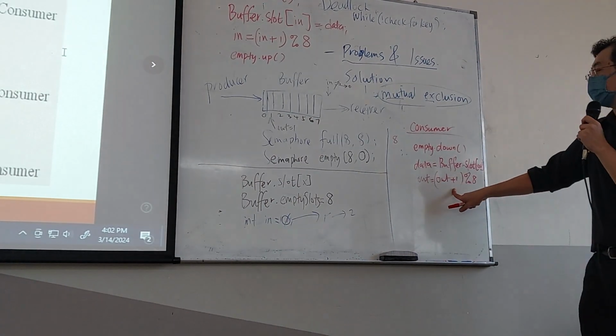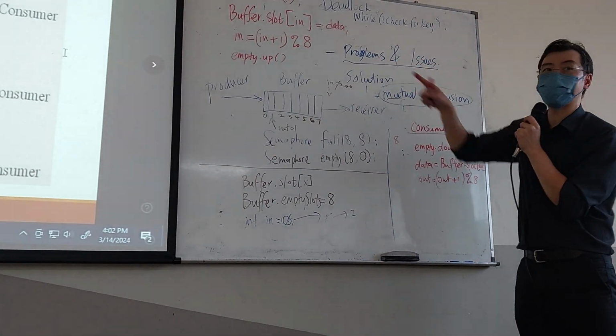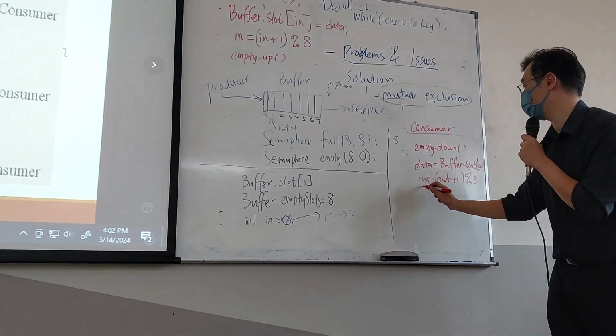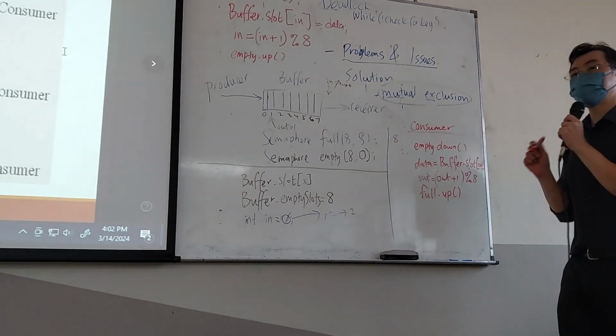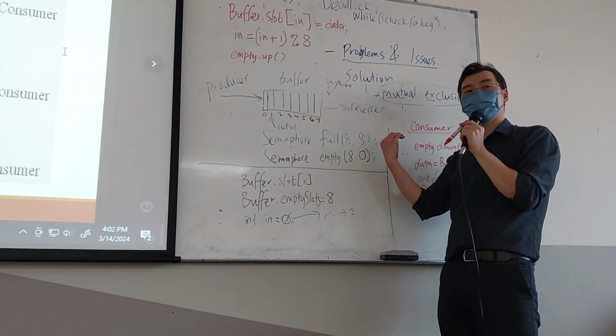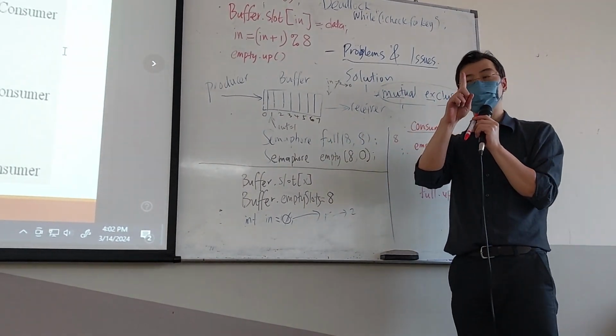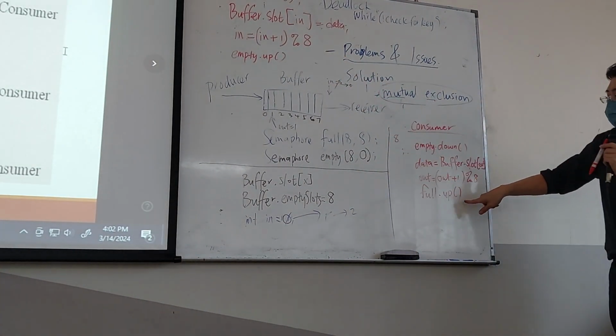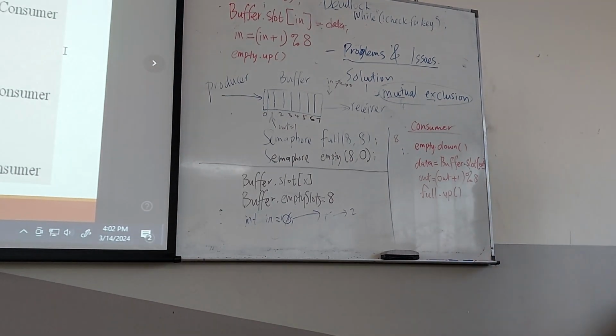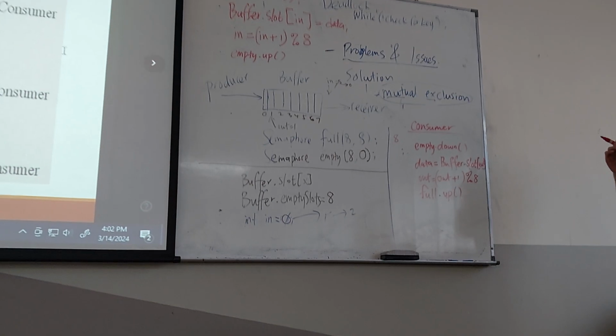And here, the same as that, you see the pattern is more or less the same. Here you have to do full up as well. Why? Because if you remove one, that means you got one extra slot for the producer to produce, right? So you have to perform an up. Okay? Is that clear? Okay.